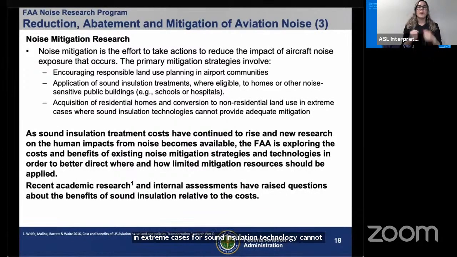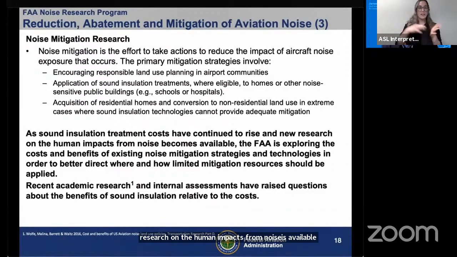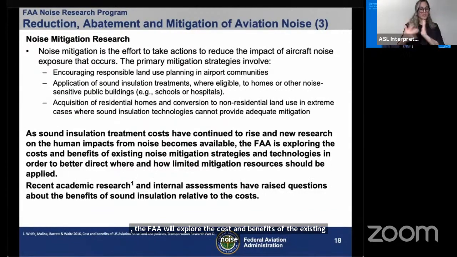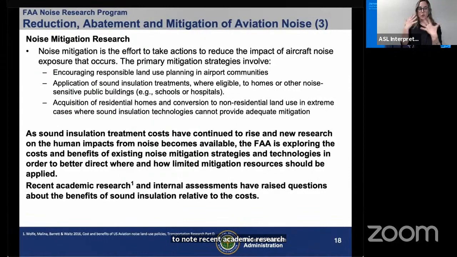I should note that as sound insulation treatment costs have continued to rise and new research on the human impacts from noise becomes available, we in the FAA will explore the costs and benefits of the existing noise mitigation strategies and technologies such that we can better direct where and how our mitigation resources should be applied. And along these lines, I'd like to note that some recent academic research has raised questions about the benefits of sound insulation relative to the cost of applying them.